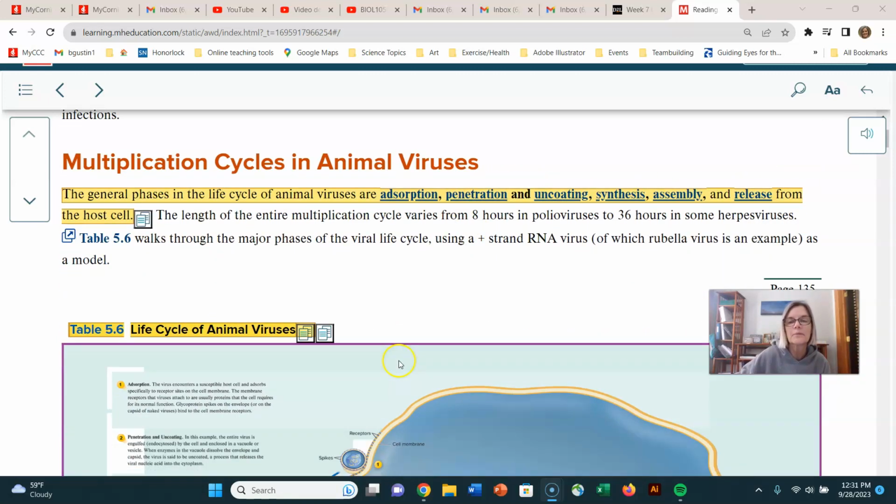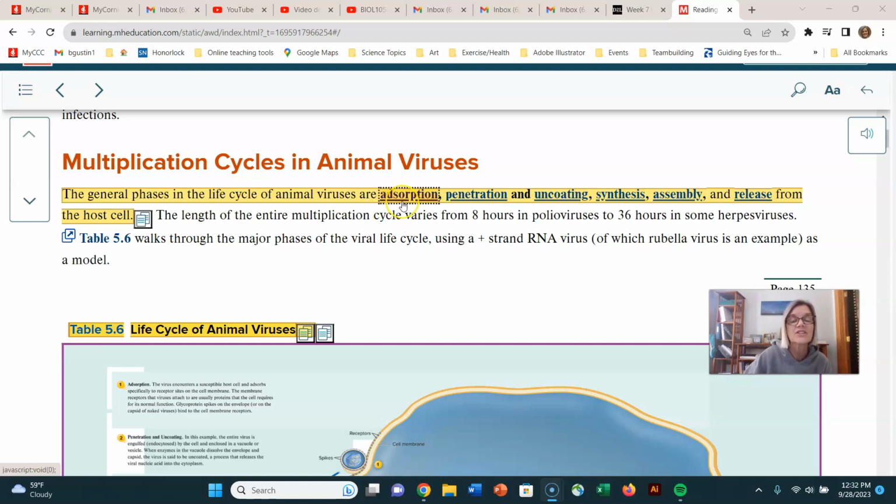And there's a nice diagram here, and it talks about the five steps that viruses take. Now, if you read this whole chapter, you would see that there's a lot of variations on this theme, and lots of different viruses do it slightly differently. But this is a very generalized concept to give you just an idea of what viruses do generally. So, here we go, the life cycle of animal viruses. These are viruses that infect animal cells, and it's similar in other cells too.